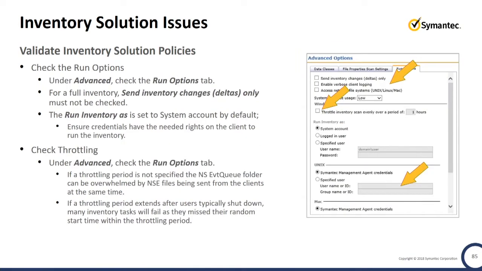Check your run options, right? So if you set a schedule that will expire at a certain time, it'll work for that month or something it's set for, but after that time expires, it never runs it again.